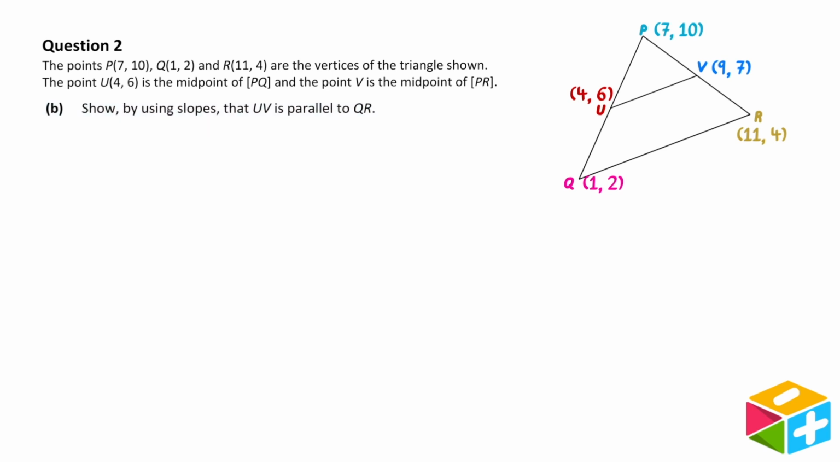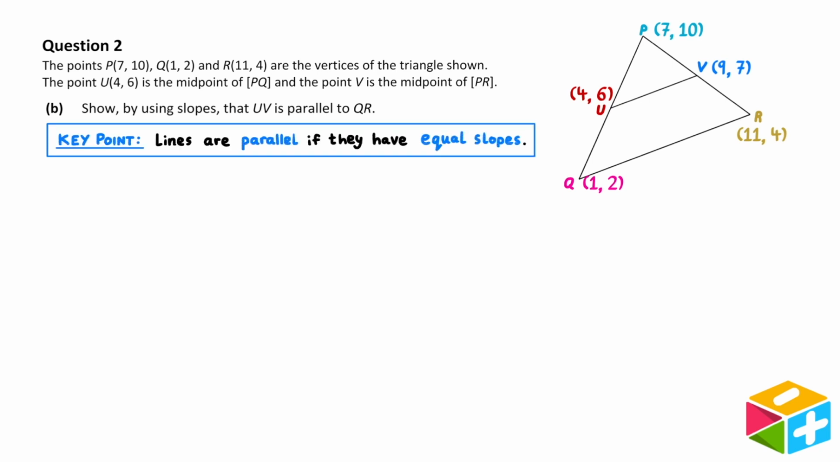We are asked to show that two lines are parallel. A key point here is that lines are parallel if they have equal slopes. If we find the slope of UV and the slope of QR and show that they are equal, then we'll know that the lines are parallel.